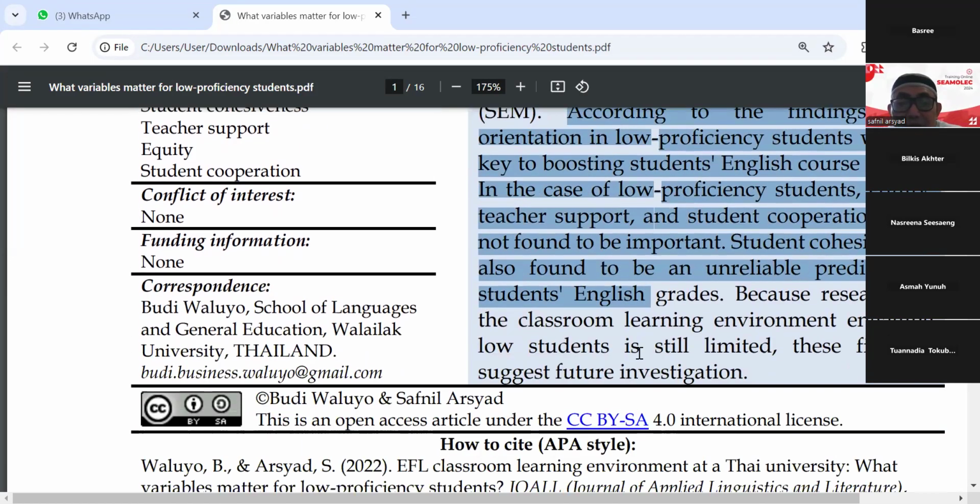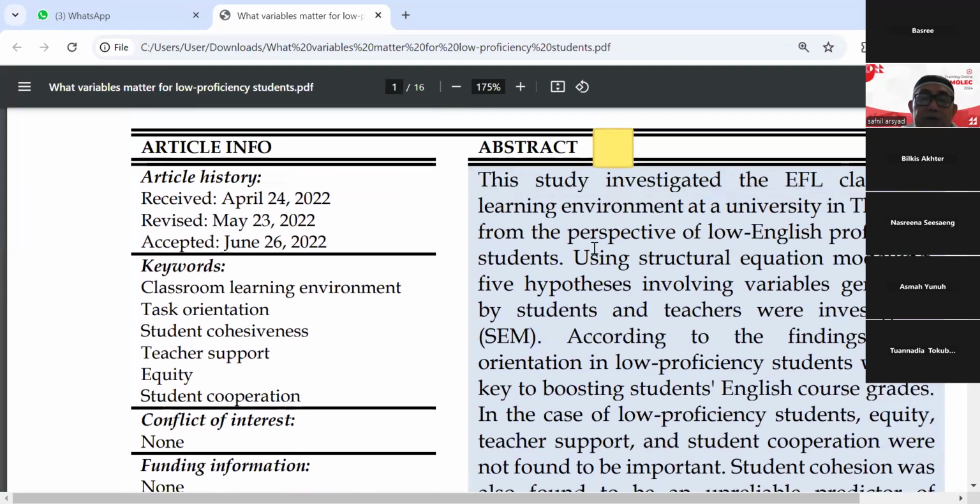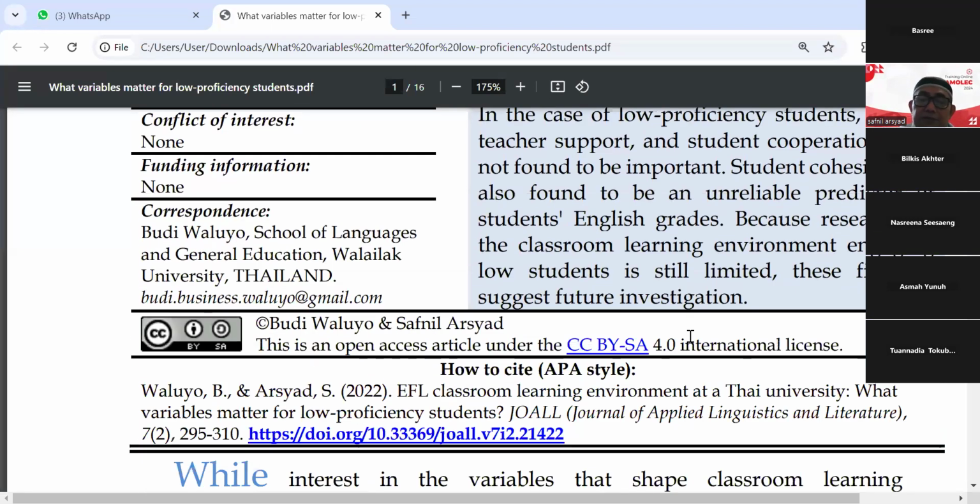Because research on the classroom learning environment is still limited, these findings suggest future studies. It is move five, a suggestion for future studies. So there are four moves only in this paragraph: move two, move three, four, and five. No move one.